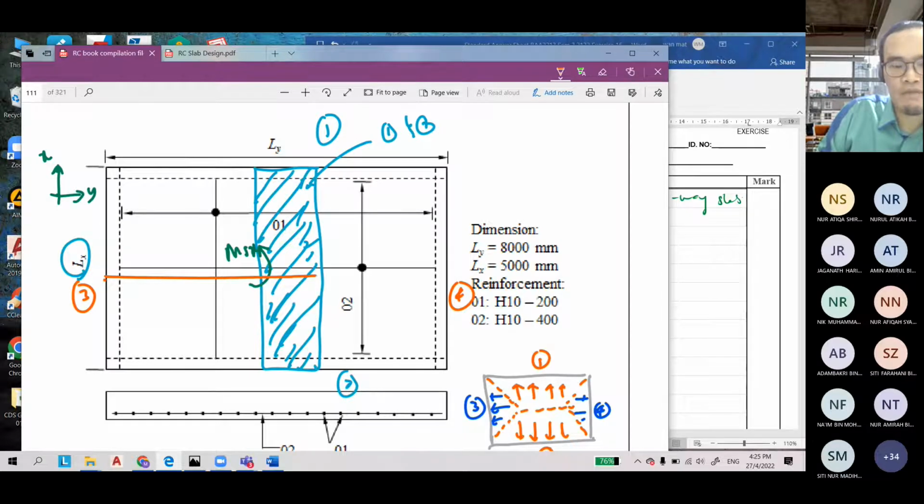We design for every 1 meter. The location, either at the edge or at the center, is random, as long as it's 1 meter. So this is the slab.